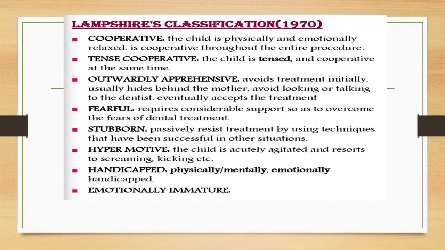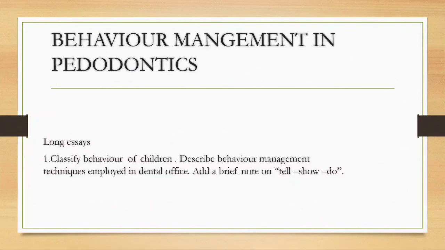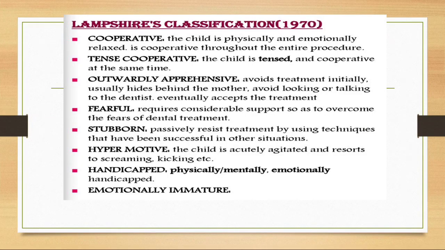So we'll start with the classification of behavior that was given by Lampshire in 1970. The first one is cooperative, where the child is physically and emotionally very relaxed and is very cooperative throughout the procedure. The second one is tense cooperative. The child is tense, at the same time is cooperative.